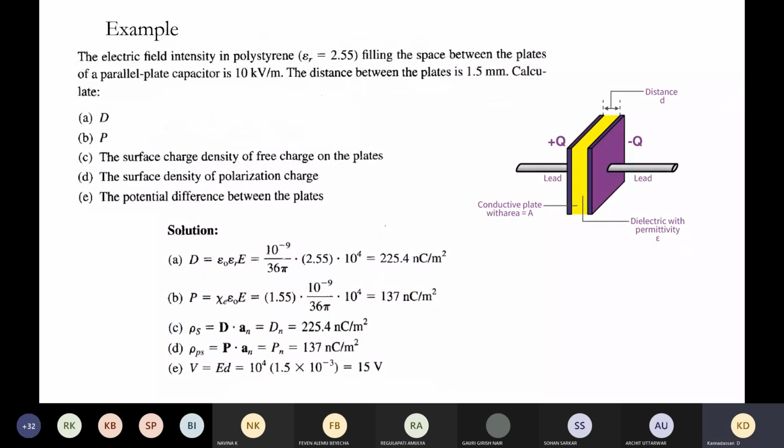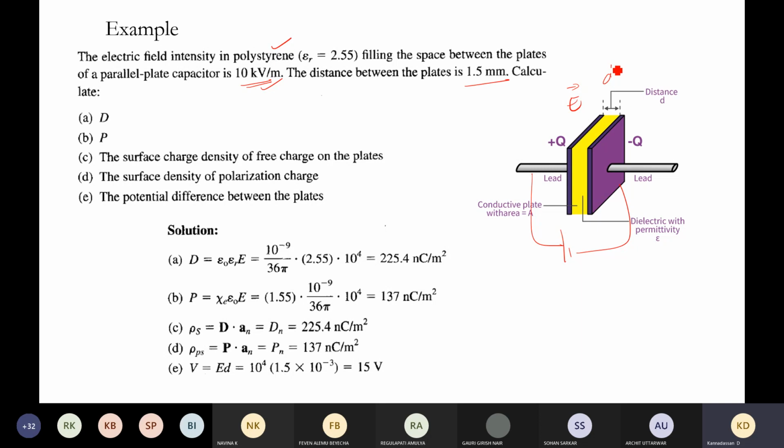Here is a very simple example. There are two parallel plates, and these two parallel plates are separated by a polymer material which has a dielectric constant of 2.55. The plates are connected with a battery in such a way that the electric field is 10 kilovolt per meter.